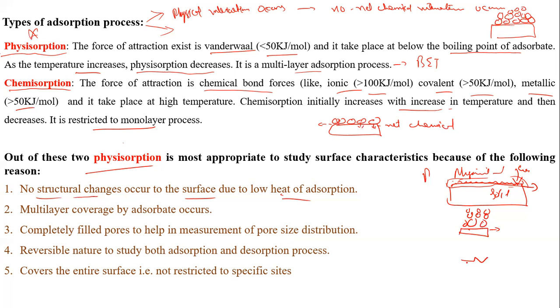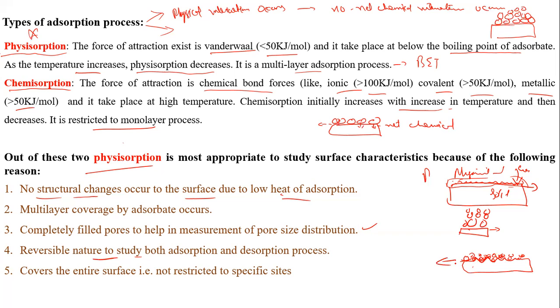The third important characteristic is, for example, if this is my solid and I have to analyze its surface characteristics, what will happen in physisorption? If I have multi-layer coverage here, then all these pore-type structures can be completely filled by our gaseous molecules. That's why physisorption is most appropriate. If I do chemisorption, then what will happen? The pores cannot be filled completely, because we know that chemisorption is a single layer process. Due to the complete filling of the pores, physisorption is appropriate to study the surface of the solid. Then the fourth is the reversible nature, to study both adsorption and desorption.